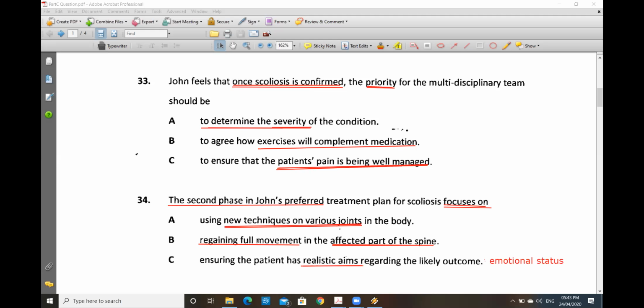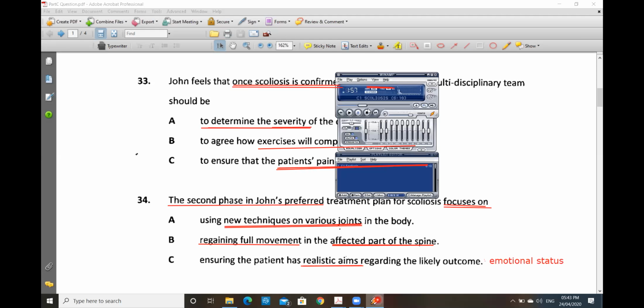So now I'll play for these two questions. Make sure this time you are not relying on one word or one sentence. You are looking for the overall idea that is being conveyed here. And one more thing you can expect here is that it talks about once scoliosis is confirmed. So this happens to be the first phase and this happens to be the second phase. That is going to be an important key for you to move from one question to another. Okay, I'm playing it. Go ahead.